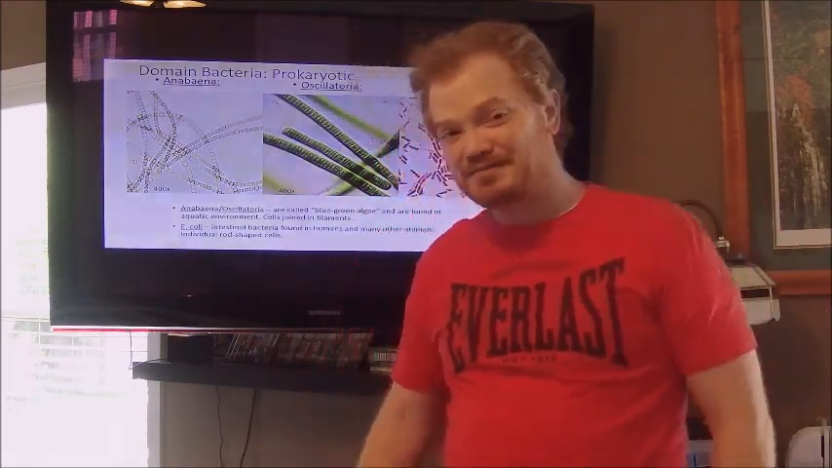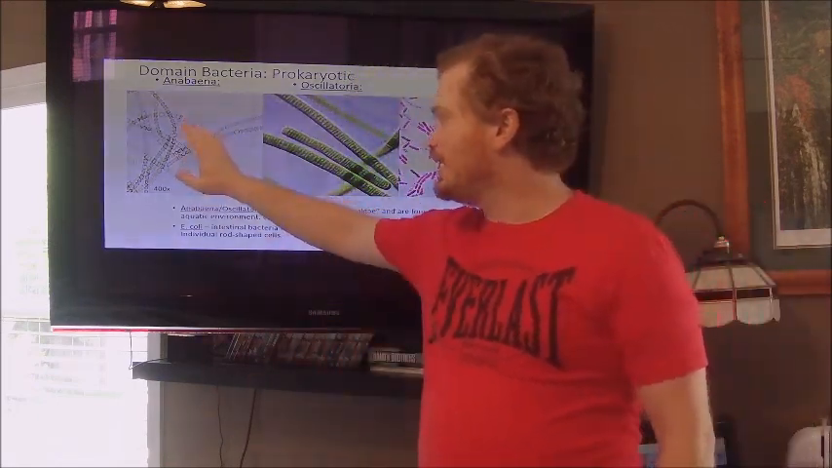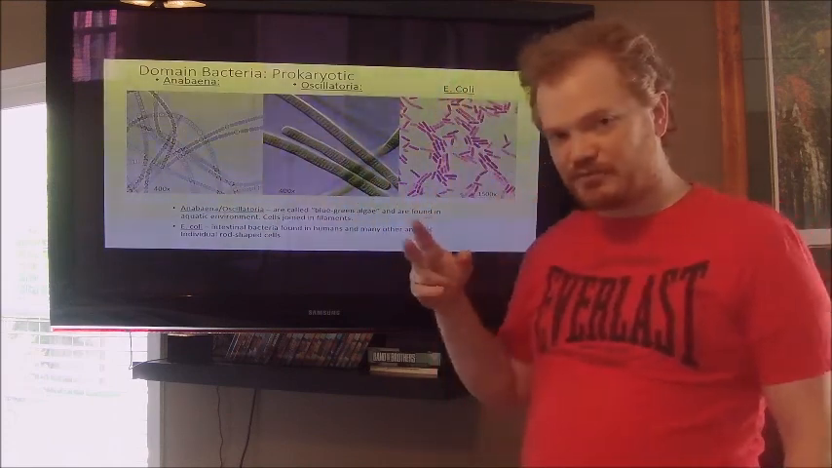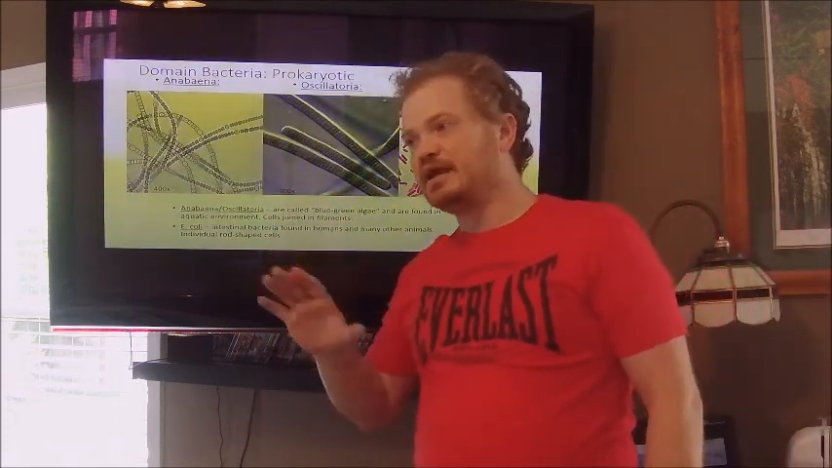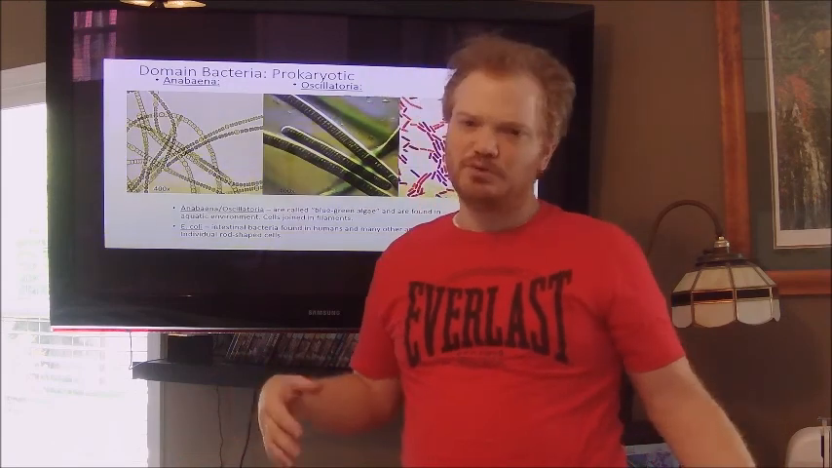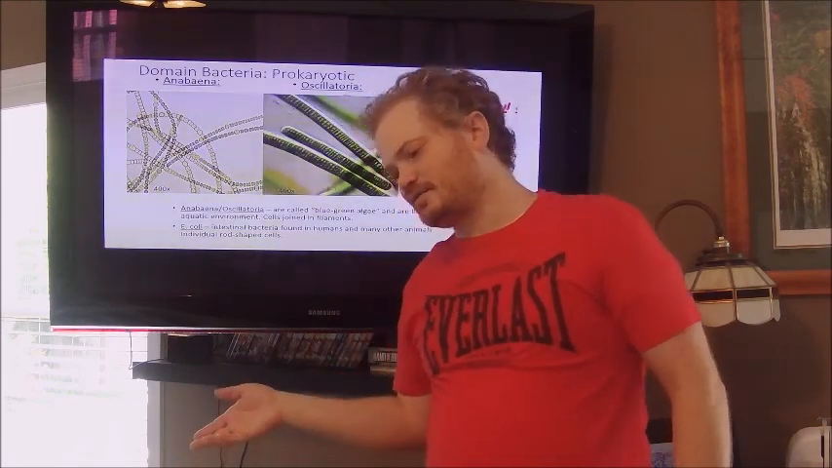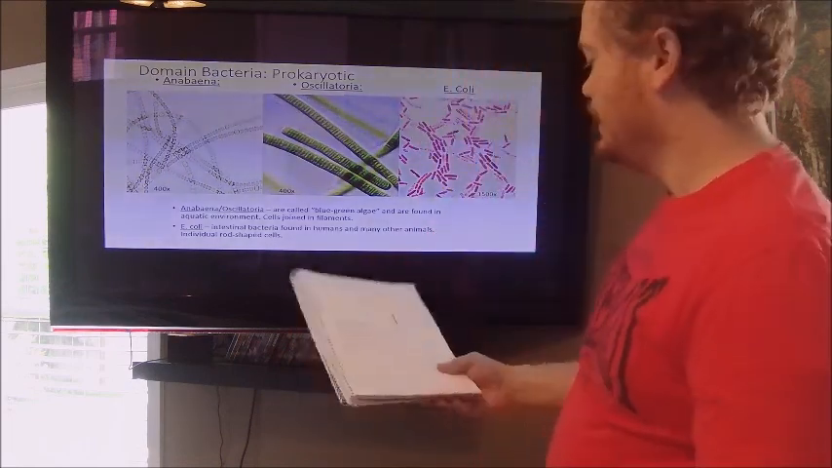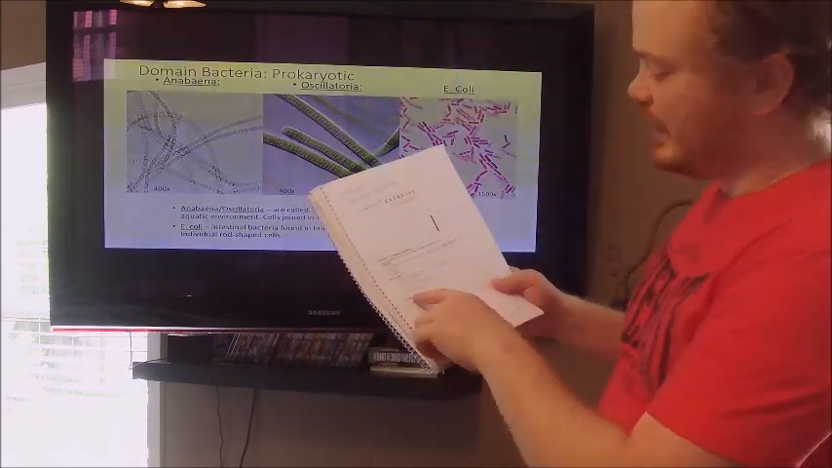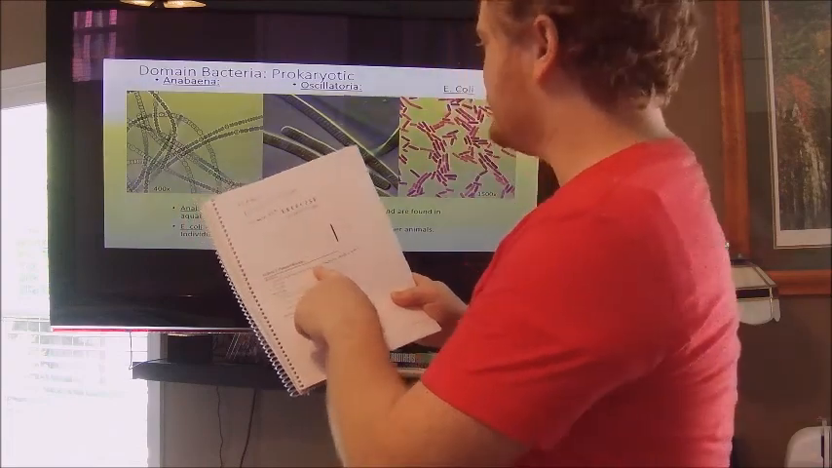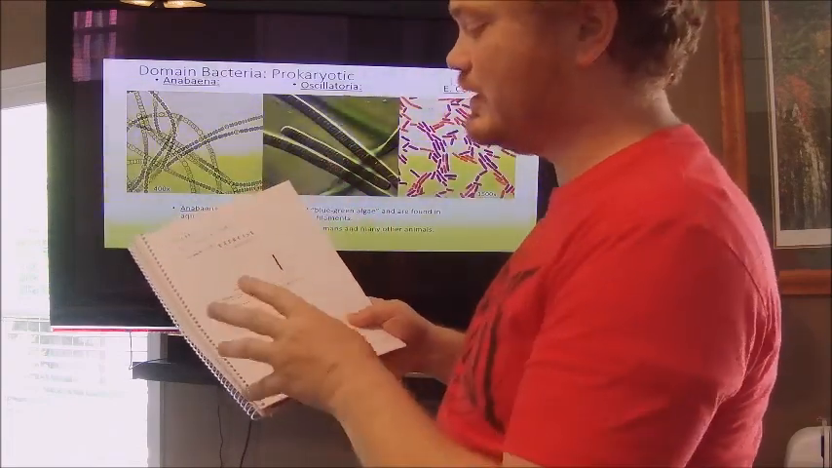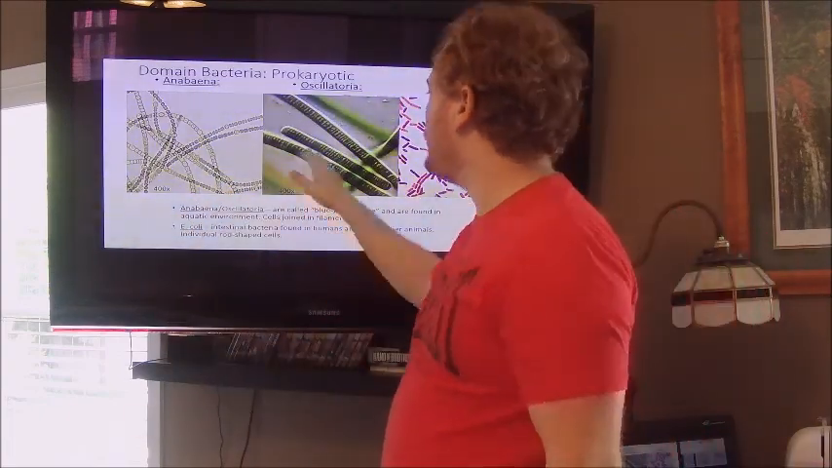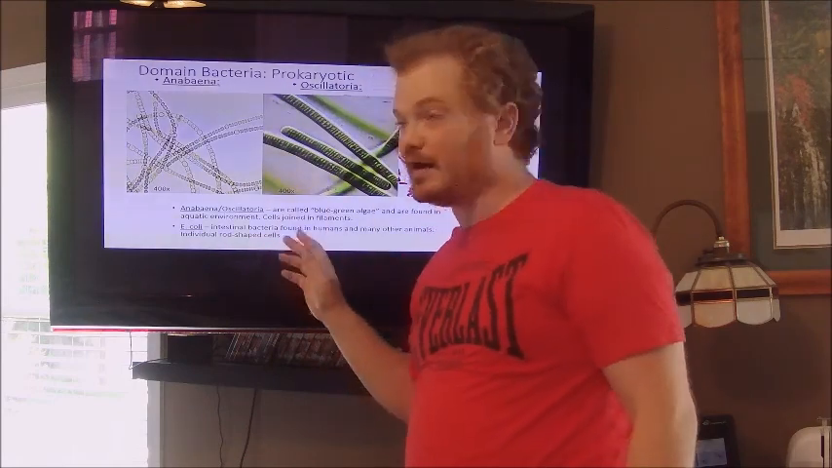On your lab test, I will ask you to identify these organisms based off of the way that they look, and then to tell me a little bit about them. Like, how do they move? Or how do they conduct their metabolism? That sort of thing. So let's go through and look at it. All right, on page 59, it asks you to look at Anabaena, Oscillatoria, and E. coli. These are in domain bacteria, which makes all three of these prokaryotic.